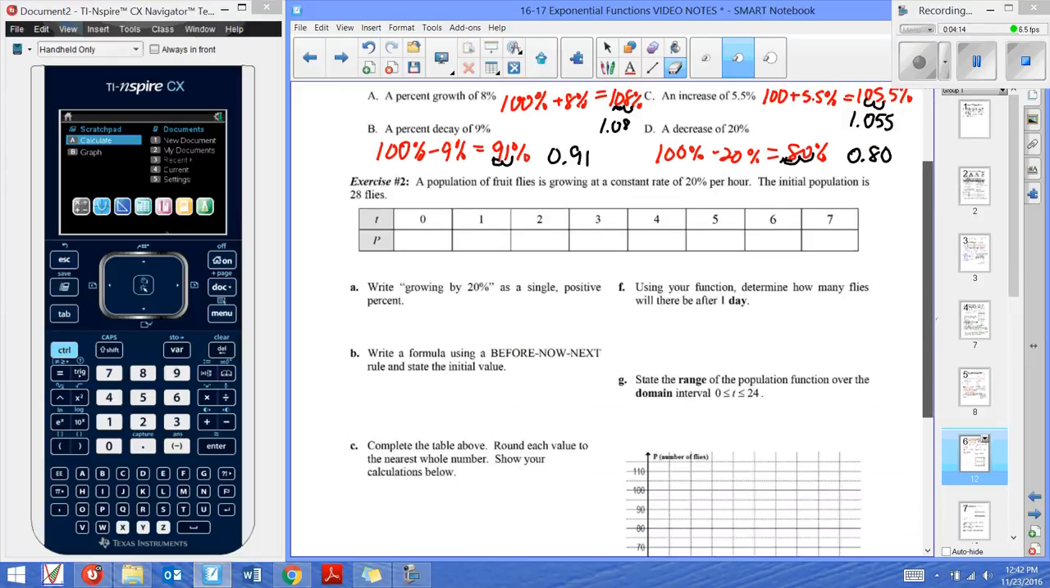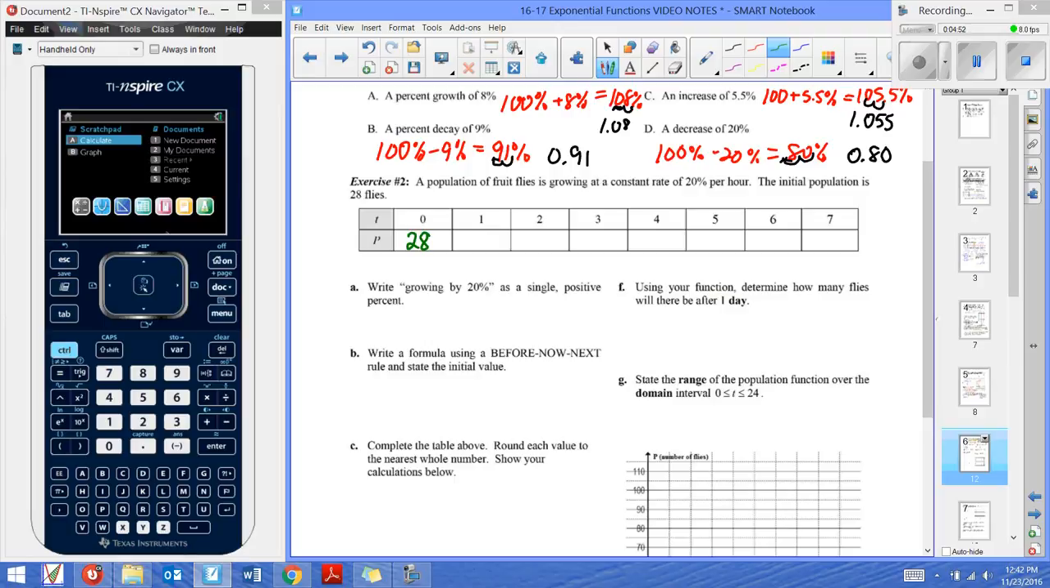All right, exercise 2 says a population of fruit flies is growing at a constant rate of 20% per hour. The initial population, so the starting population before anything happens every hour, is 28 flies. Let's put that right in the table. Now, oftentimes on a Regents exam, they are not going to give you the table. You will have to come up with the table of values. But I'm hoping that by the time we're done with this unit, you're going to realize how important the table of values is, and you're just going to naturally come up with it.